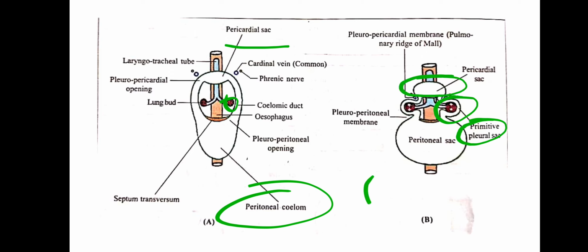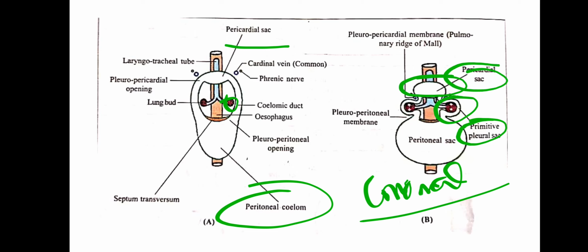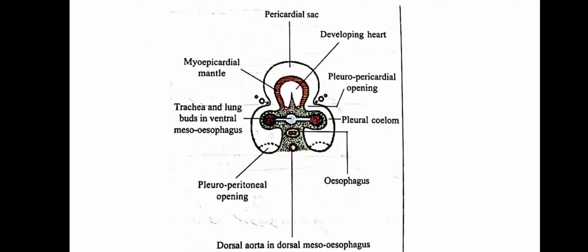This is a coronal section view of the embryo. Can you imagine the coronal section of the embryo? So you can see the pericardial sac. On either side you can see the developing pleural sacs. Just below you can see the peritoneal sac, and here you can see the mesoderm lying, the septum transversum. Can you see it? The septum transversum.